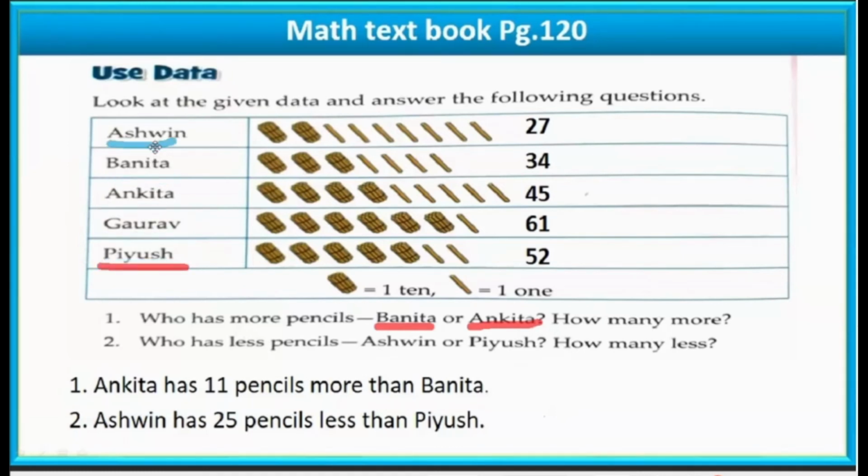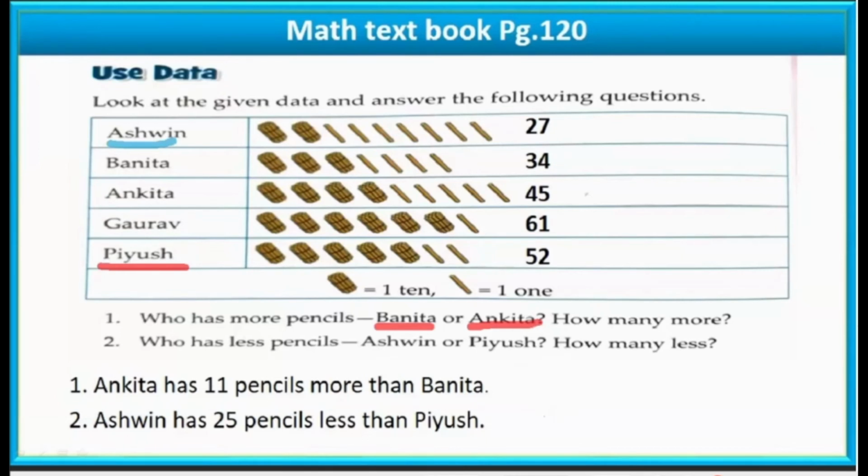Yes, Ankita has less pencil. Now we are going to find out how many more and how many less. So the first one, Banita and Ankita. Let's write Banita and Ankita's number of pencils first, one below the other.